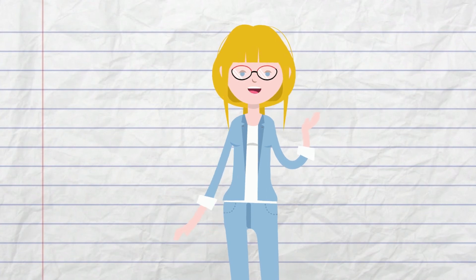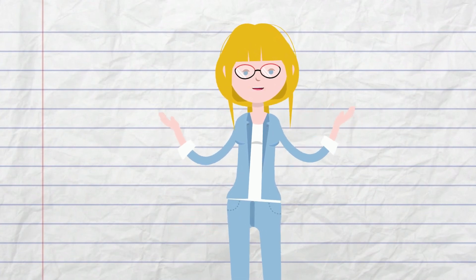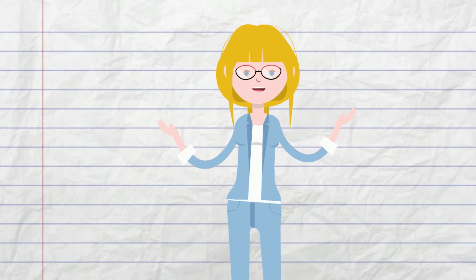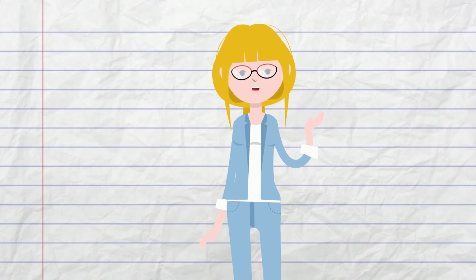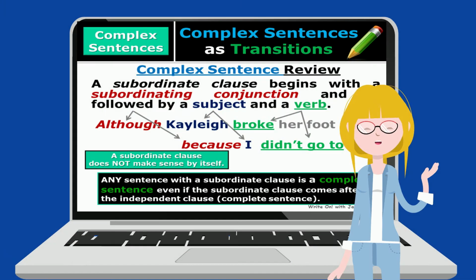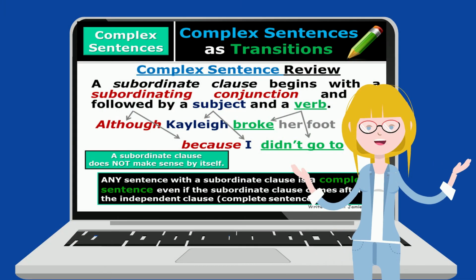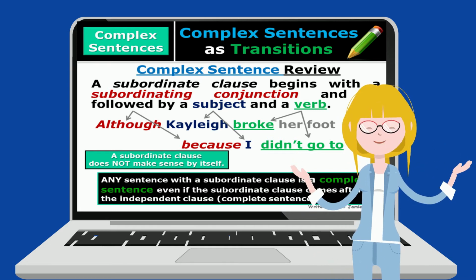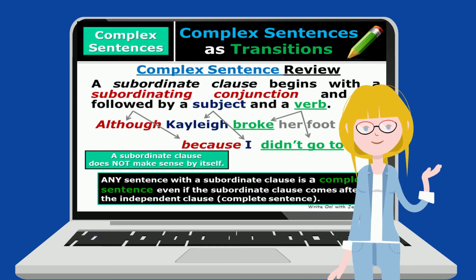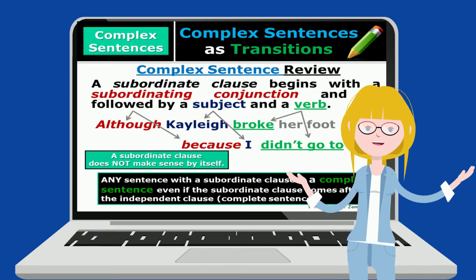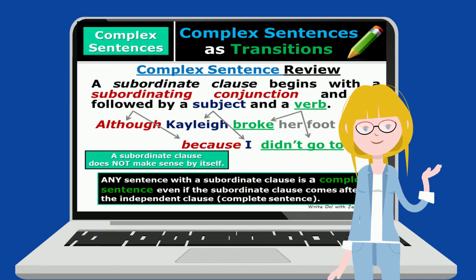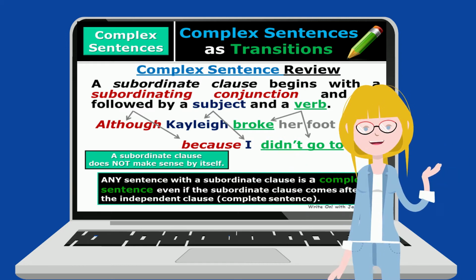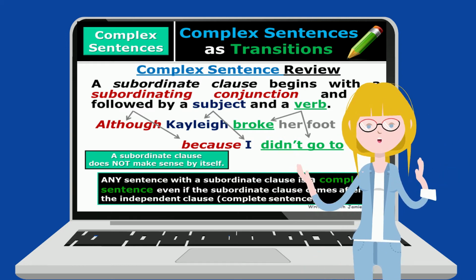Any sentence with a subordinate clause is a complex sentence, regardless of whether the subordinate clause is before or after the independent clause. A complex sentence contains both an independent and a dependent or subordinate clause. A subordinate clause begins with a subordinating conjunction and is followed by a subject and verb. Although it has a subject and verb, it cannot stand on its own and is not a complete sentence.